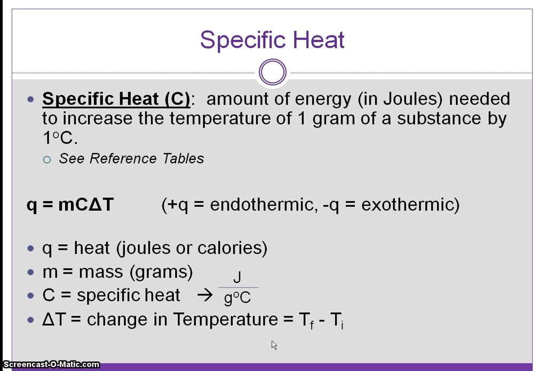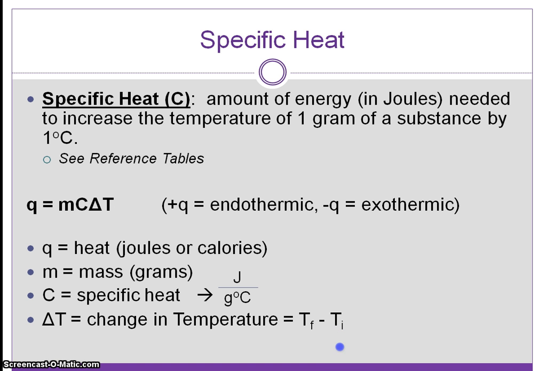And then delta means change, so delta T is a change in temperature, and it's really important that you do the final temperature minus the initial temperature. Always do T final minus T initial. If you set it up this way, you'll always get the correct sign, whether it's positive or negative. Make sure you do final minus initial.